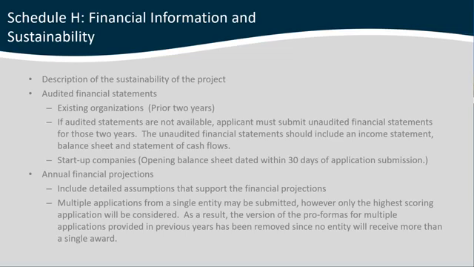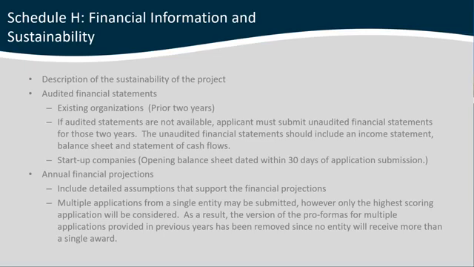So the next part of Schedule H is the annual financial projections. It must be supported by detailed assumptions that support the financial projections. As we talked about earlier, multiple applications from a single entity may be submitted. However, only the highest scoring application will be considered.